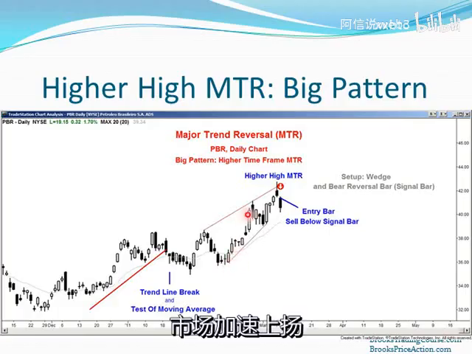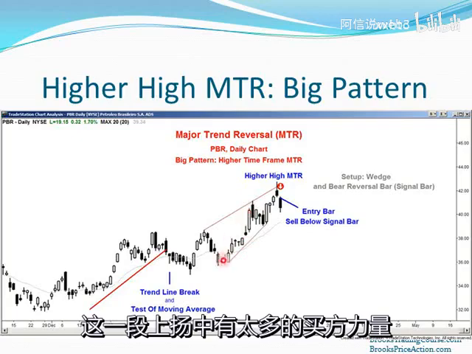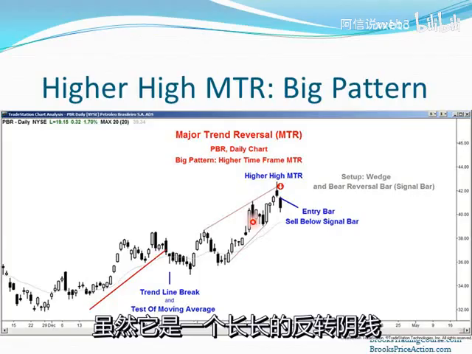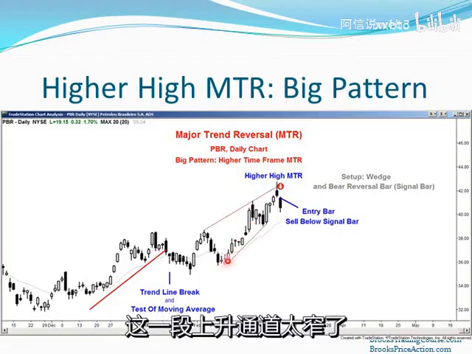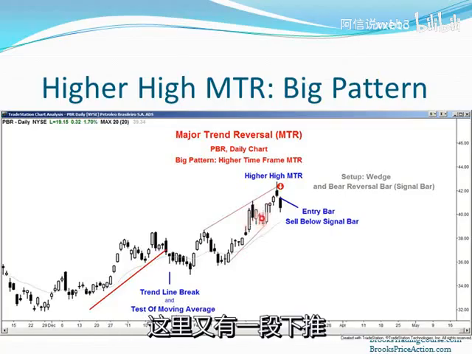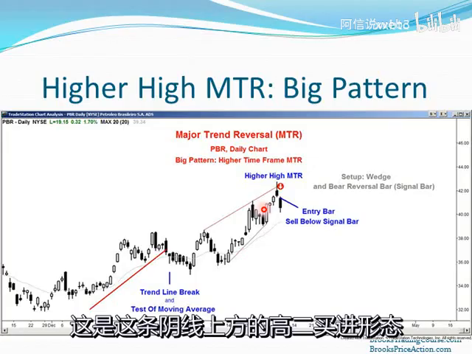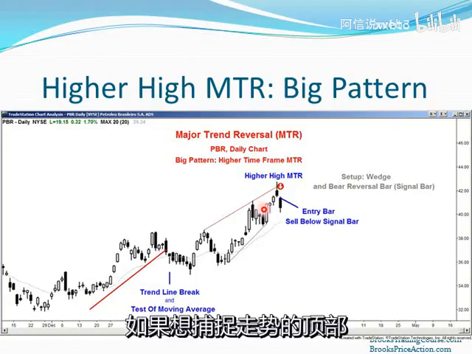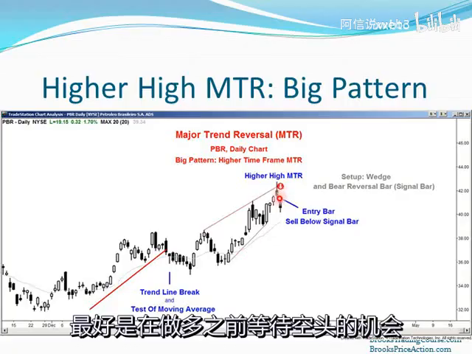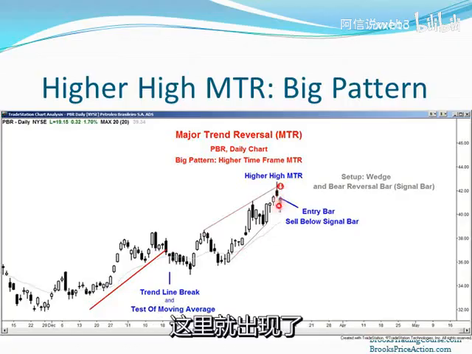The market accelerated to the upside. Too much buying pressure in this rally to short below this bear bar, even though it's a big bear reversal bar. The channel up is just too tight going up from here. So I would wait. We have 2 pushes down here and here. So that, in fact, is a high 2 buy setup above this bear bar. If you're looking for a top, I think it's probably better to not take the long and then reverse. I would instead wait to see if we get a sell signal before long.